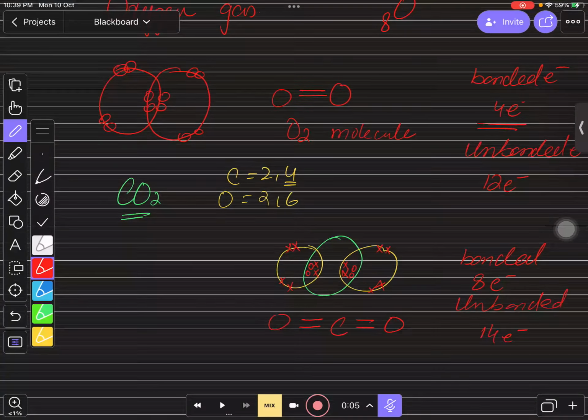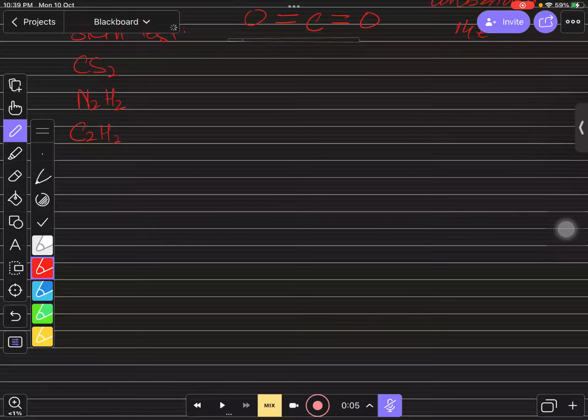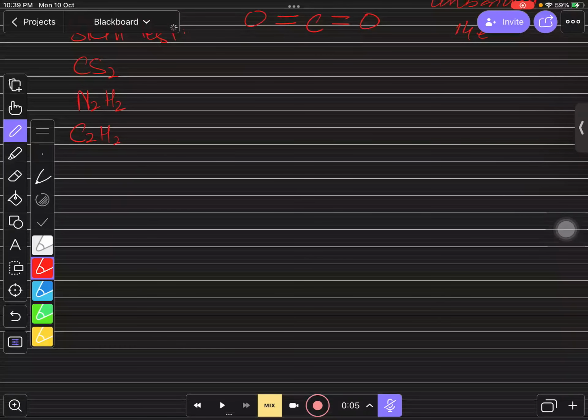Okay, that's very good. That's perfect. Now we can even talk about some skill tests over here as well. These skill test questions are CS2, N2H2, C2H2, and we don't have any more. We just have these three examples that you need to do. And let's talk about the 3 electrons from each side over here as well, and then we connect this skill test with that again, right? Just look over here.